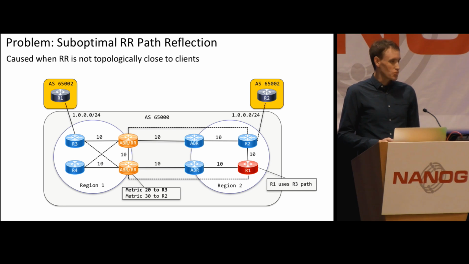So what's wrong with that? We've been doing that for many, many years. The problem comes about when your route reflector does not exist in close proximity to the client that it's serving. This is a network example that most people probably wouldn't deploy. It's really just a quick network example to state what the problem is.